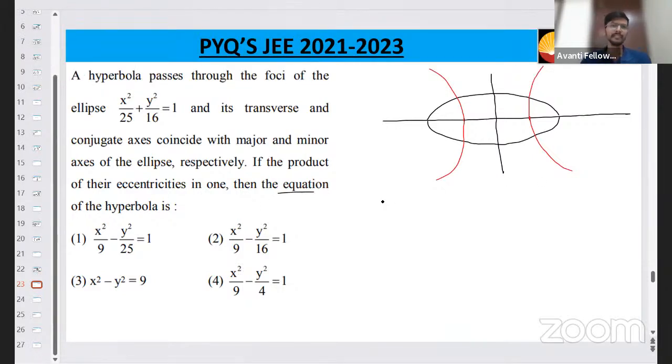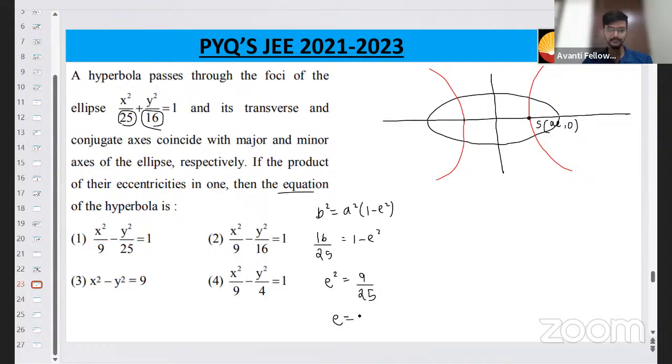Okay, so it looks simple. The equation will be x²/a² − y²/b² = 1. So we just need to get a and b. First we need to find this focus. Focus is (ae, 0), e of the ellipse. So what is the eccentricity of the ellipse? b² = a²(1 − e²). This is a², this is b². So 16/25 = 1 − e², so I'll get e² = 1 − 16/25, which is 9/25. So e is 3/5.